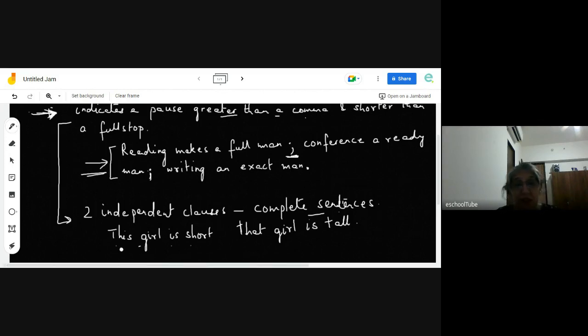So what is it? This girl is short. So here the verb is 'is'. And what is the state of the girl? She is short. Who is short? The girl. So we have a subject also. So when we have a subject and verb together and it is making complete sense, then it is an independent clause. Similarly, now you tell me here also in the second one, Yukti.